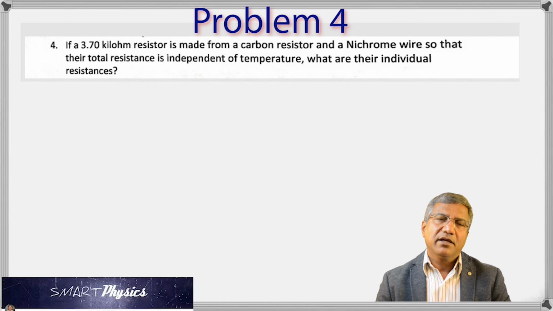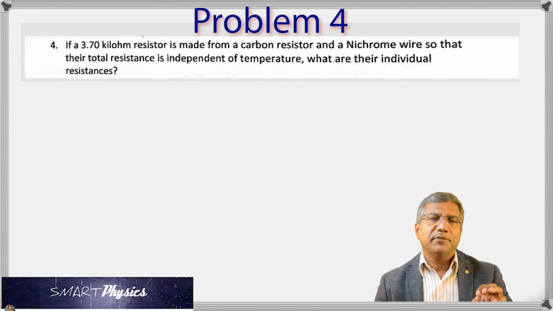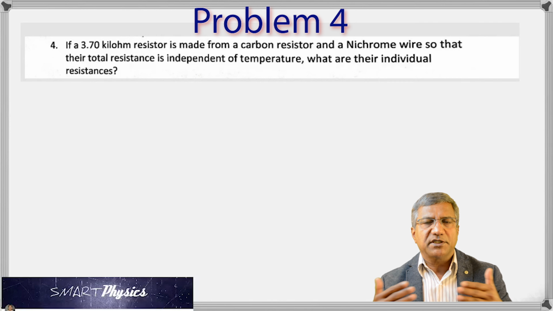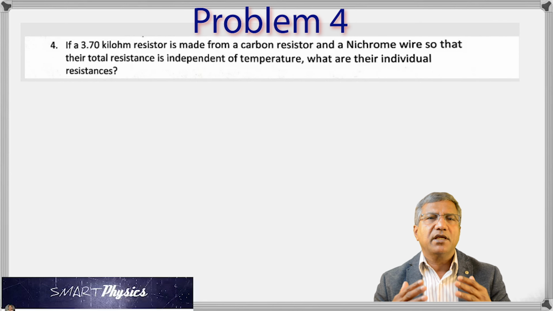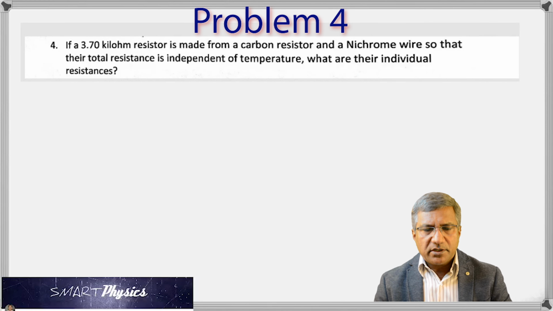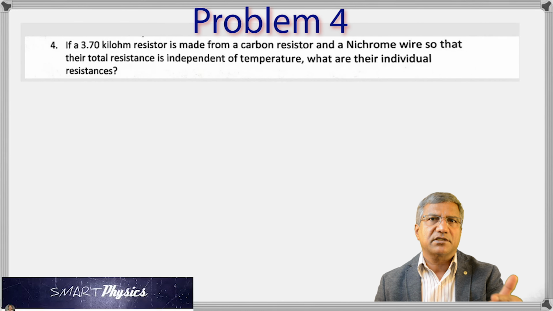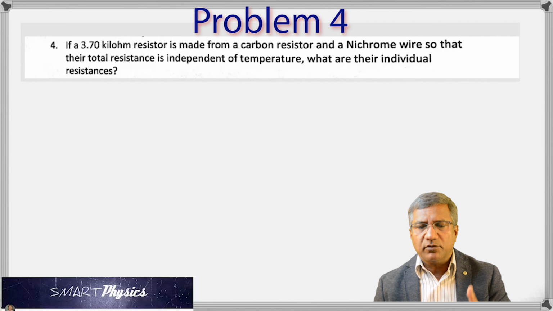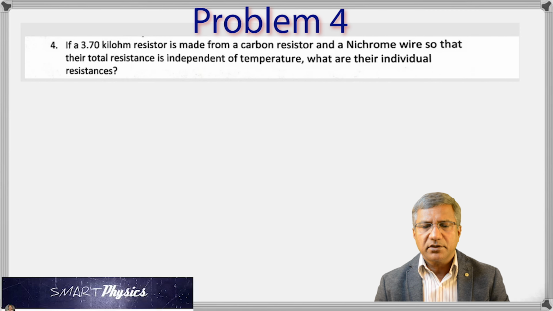The reason being that for a conductor, as the temperature increases, the resistance goes up. But for a semiconductor, as the temperature increases, the resistance goes down. So if we have optimum values, we can keep the total resistance the same. So that's what this problem is talking about. If a 3.70 kilo ohm resistor is made from a carbon resistor, which is a semiconductor, and a nichrome wire, which is a conductor, so that the total resistance is independent of temperature, what are their individual resistances?